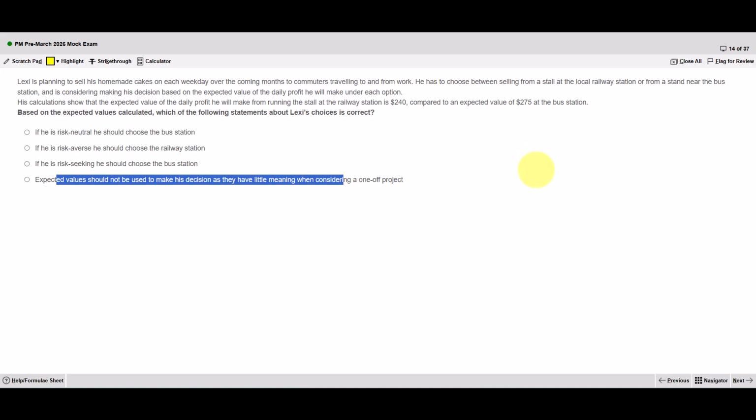And the expected value, if you're using the expected value, you would choose the highest expected value, which is 275. So that means you would choose the bus station, and expected value is linked to risk neutral decision making. So the answer is the top one. Options 2 and 3 are a little bit strange, I think, in this question because we don't have information to be able to work out if someone is risk averse or risk seeking. So by elimination, we end up only being able to choose the top one here.